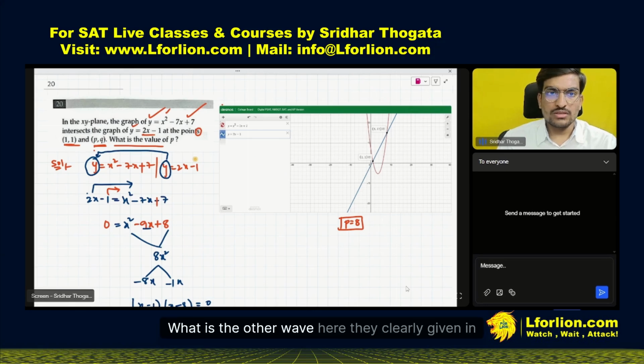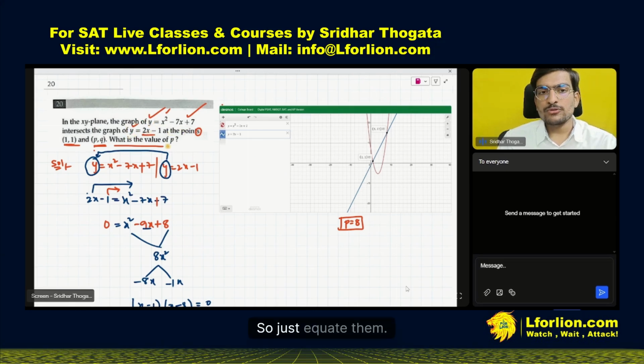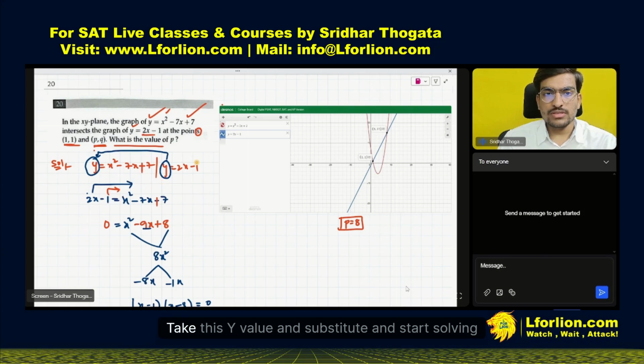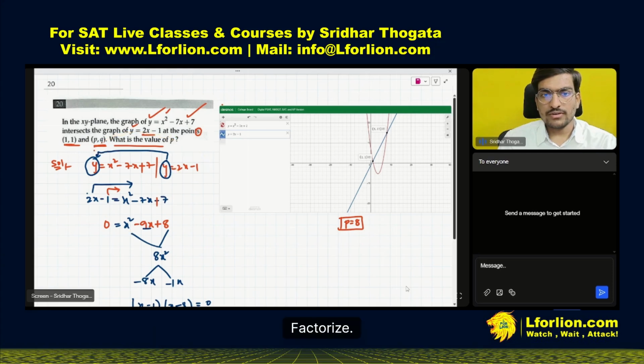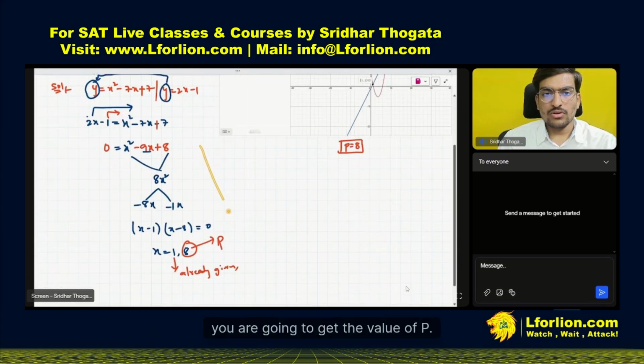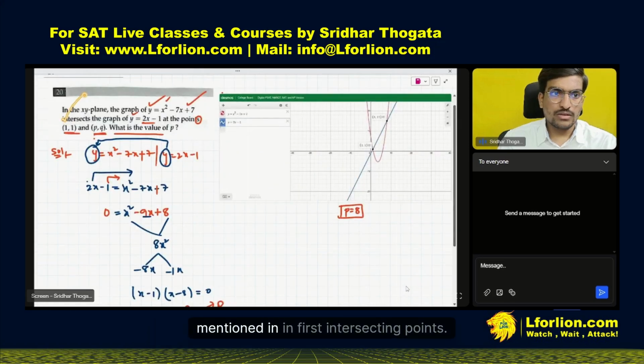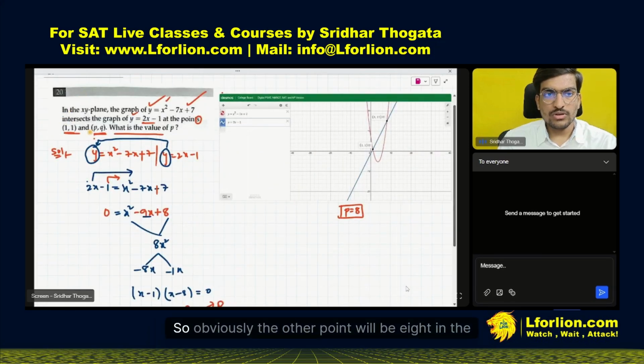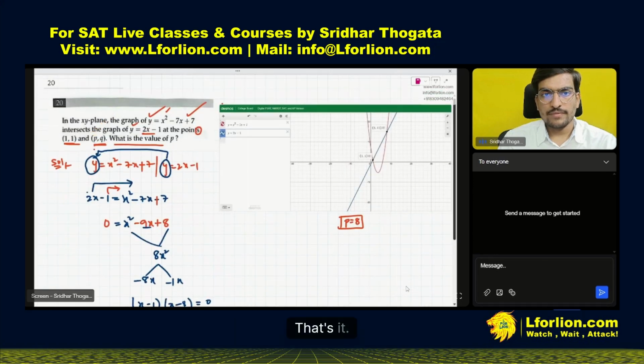So what is the other way? Here they clearly gave two y values in the question. So just equate them. Take this y value, substitute it in the first equation and start solving it. Factorize. You are going to get the value of p. You got x values as 1 and 8, where 1 was already mentioned in the first intersecting point. So obviously the other point will be 8 in the second intersection point. That's how you are going to find the value of p.